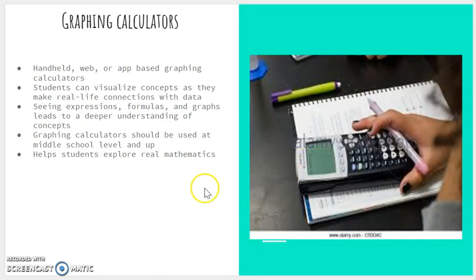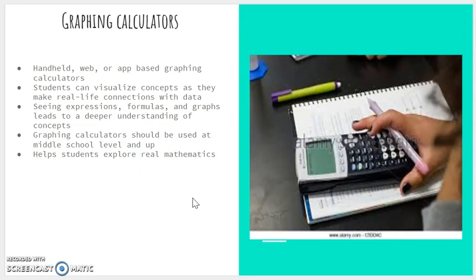The next section talks about graphing calculators. So graphing calculators can be handheld, web, or app-based graphing calculators. Students can visualize concepts as they make real-life connections with data. So these calculators are more advanced, and they can help students visually see concepts that may be hard to understand.